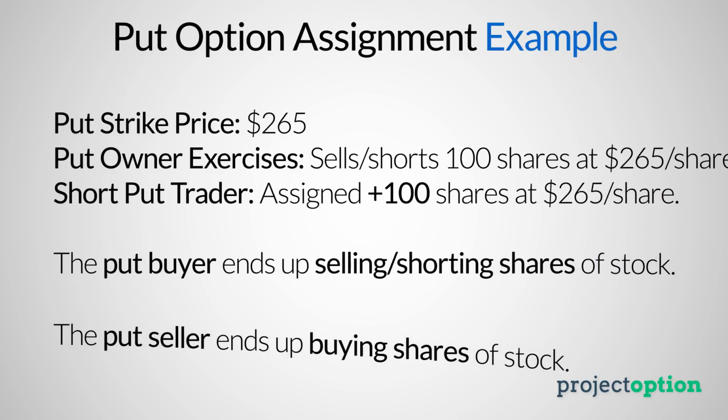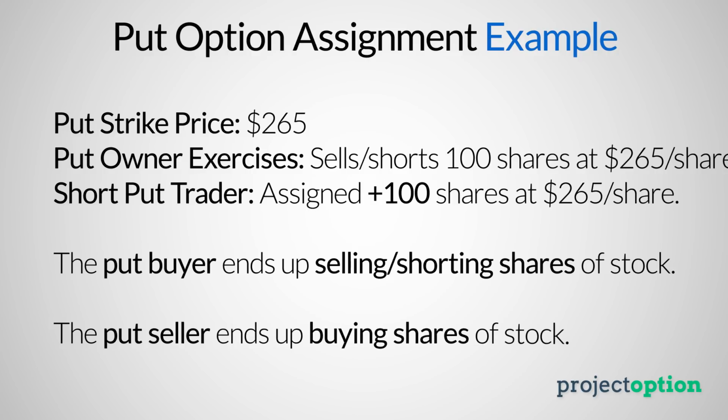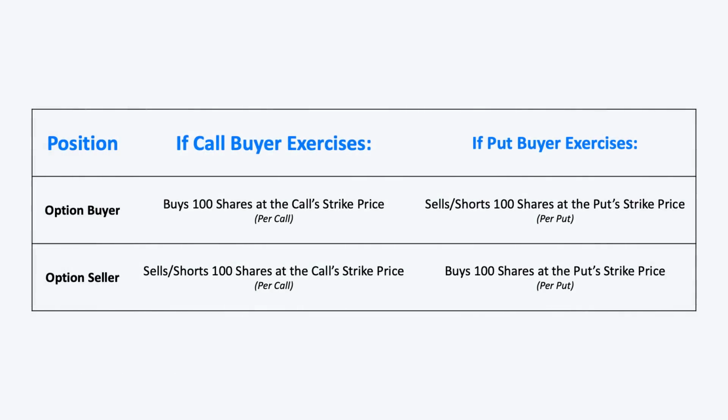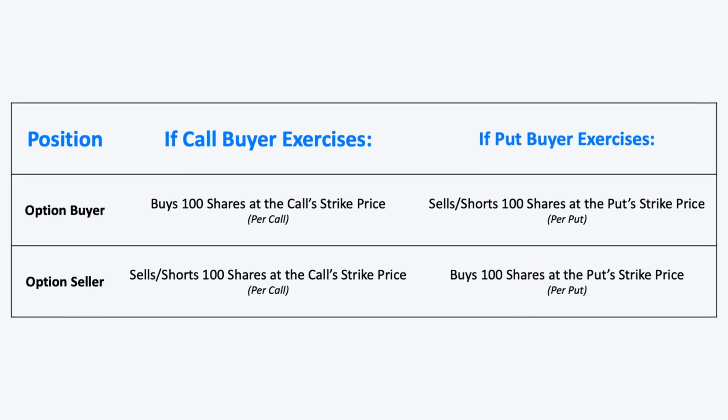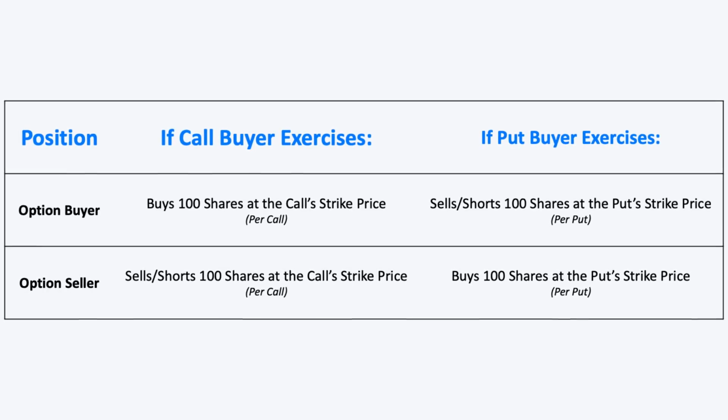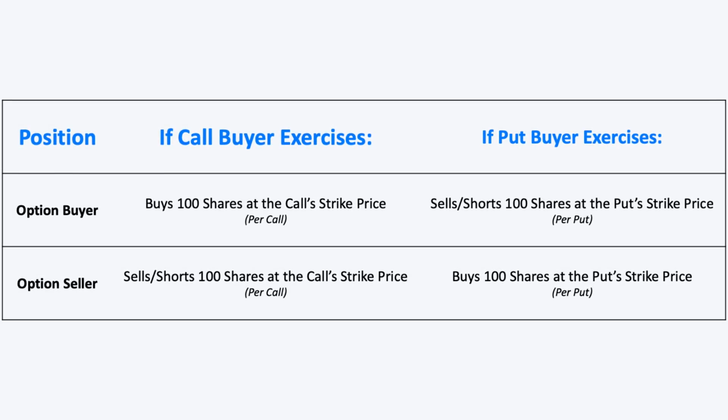Now, being assigned just means somebody who owned the option exercised the option, and being assigned means you are assigned the opposing stock position that the exercising party just took on. So here's a diagram that shows all of the potential scenarios for option buyers and sellers when an option is exercised. Now, being assigned on a short option position is perhaps the greatest fear of all beginner options traders, because you cannot control when you are assigned on that short option.